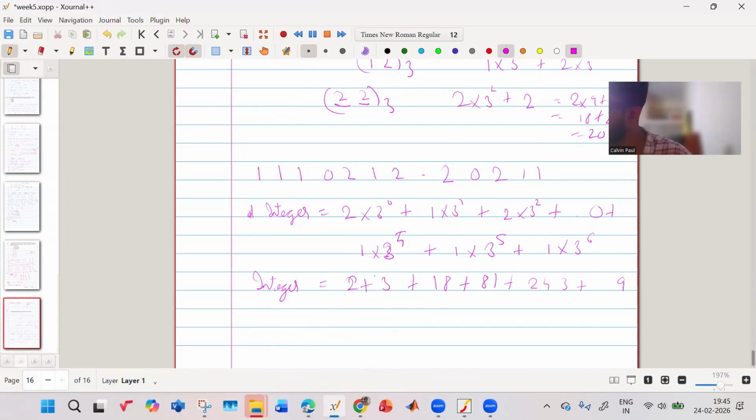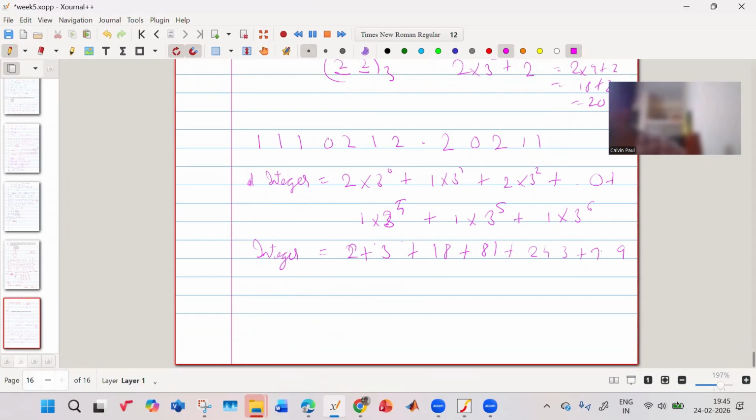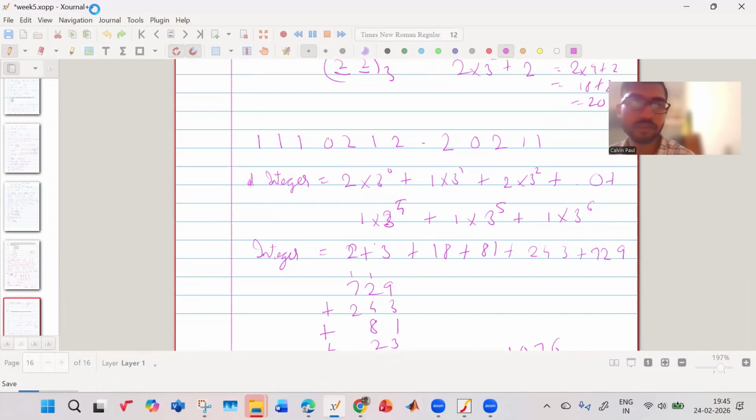This is 2 plus 3, right? And here 729. So actually 729 plus 243 plus 81 plus 18 plus 5 is 23. So when you sum it, you will get 3, 4, 7 plus 9 is 16. So 6 and 1, 3, 4 plus 6, 7, 9 and 8, 7, 1. So it is 1076. Okay, so it is correct. 1076. Now, the fractional part.